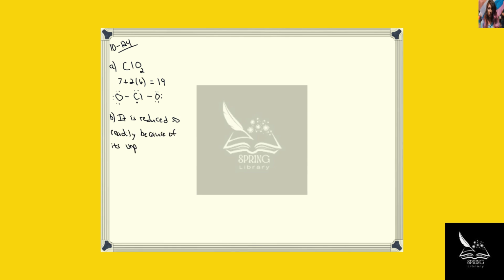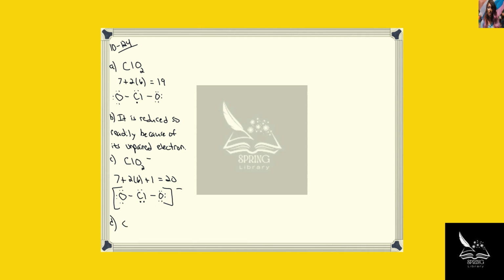For part D, it says that when it's reduced, it produces the chlorite anion, ClO2 minus, and then wants you to draw the Lewis structure for ClO2 minus. There are 7 valence electrons from chlorine, 6 from oxygen, there are 2 of them, plus the 1 electron that it acquired to become an anion. This now gives us an even number of valence electrons, 20. So in drawing the Lewis structure, we do now have 8 valence electrons surrounding chlorine, and we'll put it in brackets and put the charge outside because it is an anion.